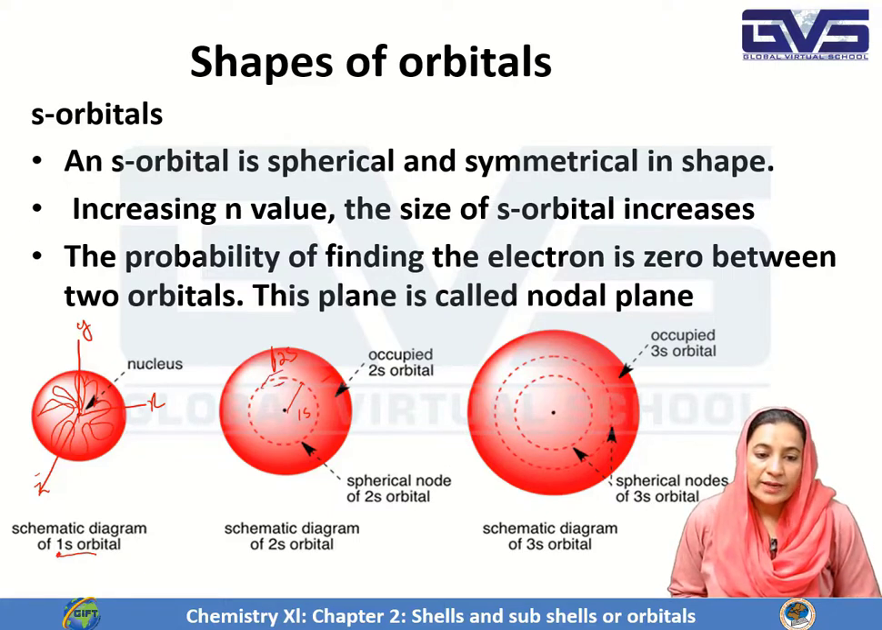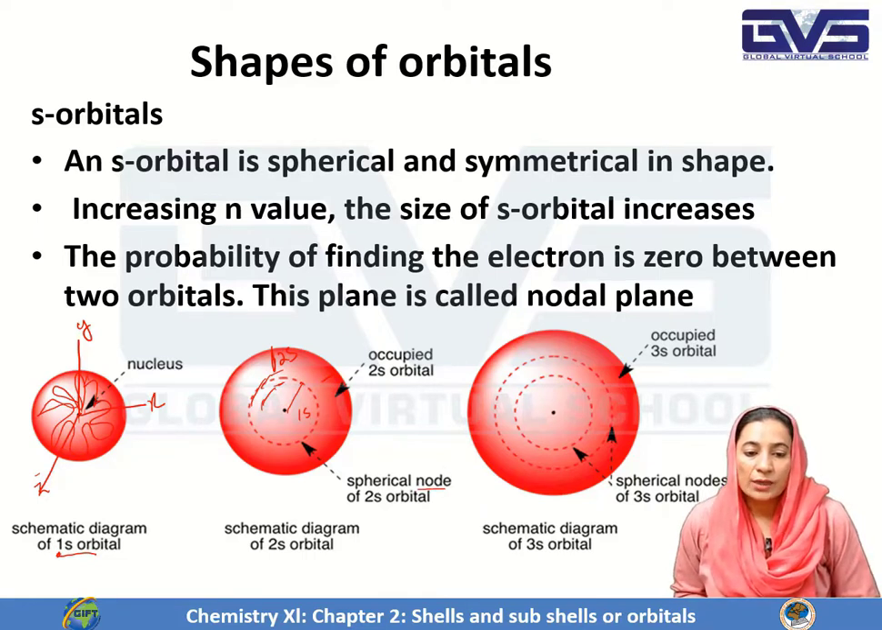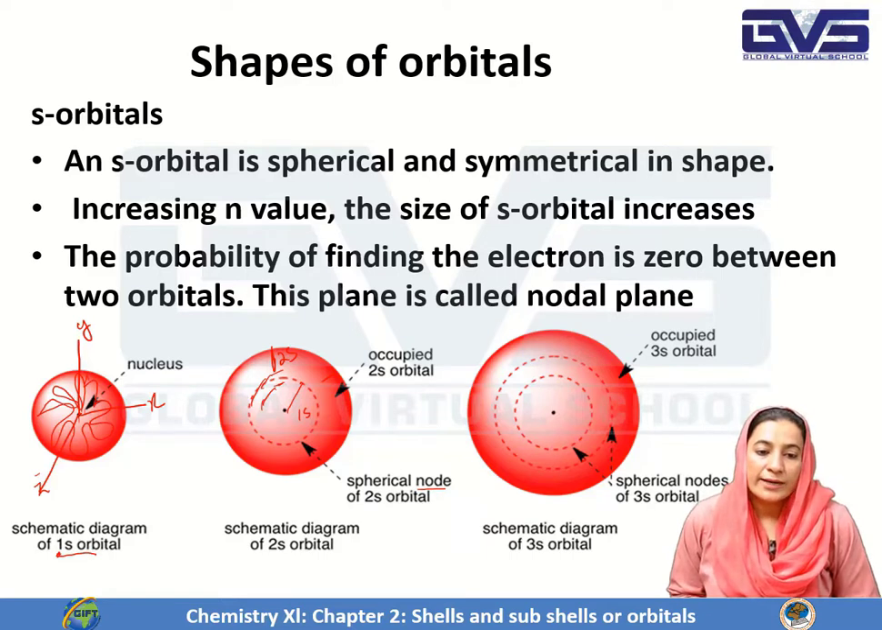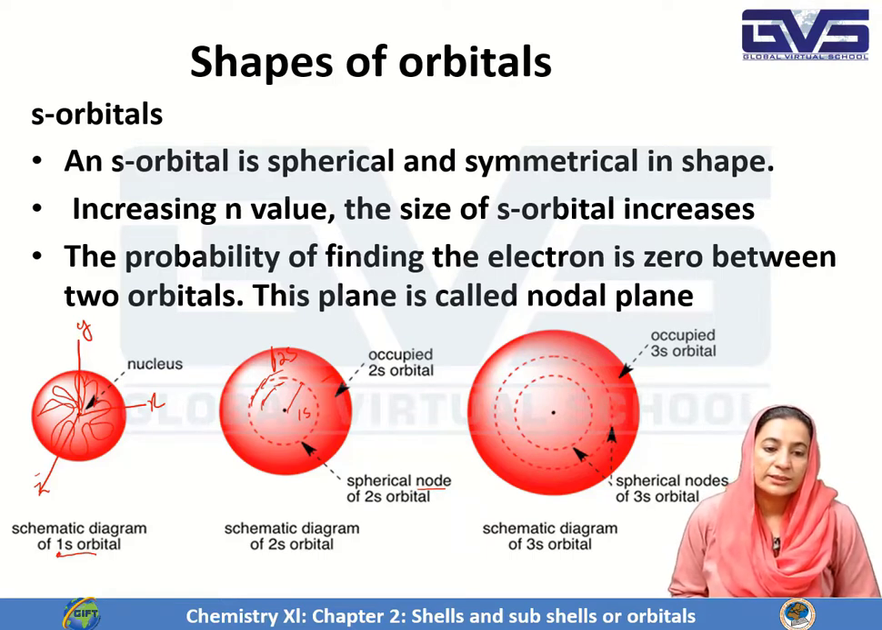And the space between 1s and 2s, where the probability of finding an electron is 0, or you can say nothing, is called the spherical node between 2s and 1s, and the size of 2s is greater than 1s. So this is the size of 1s, and this one is the size of 2s.